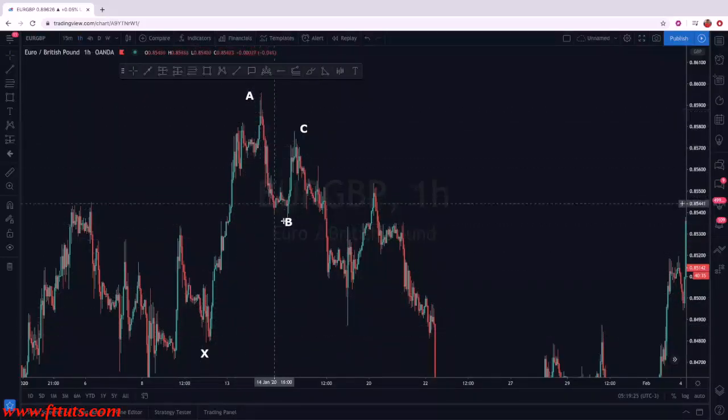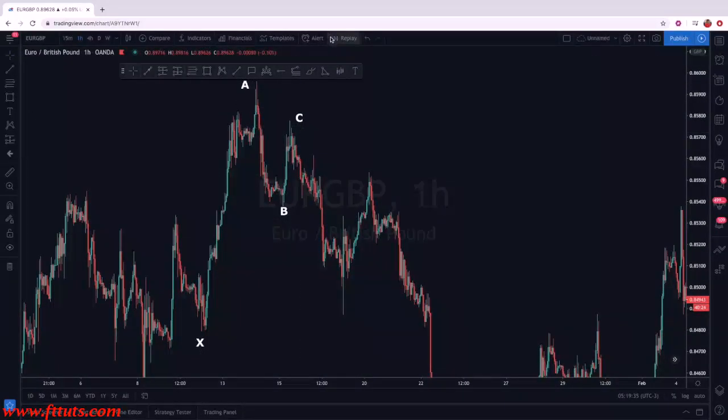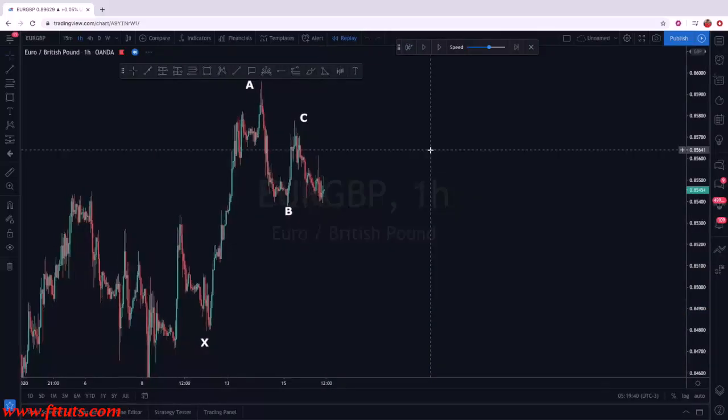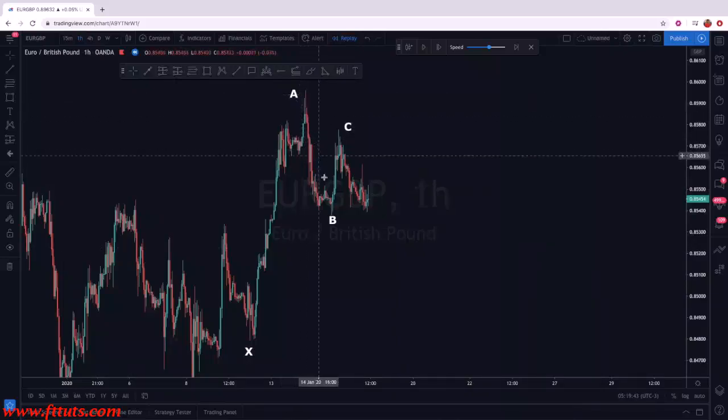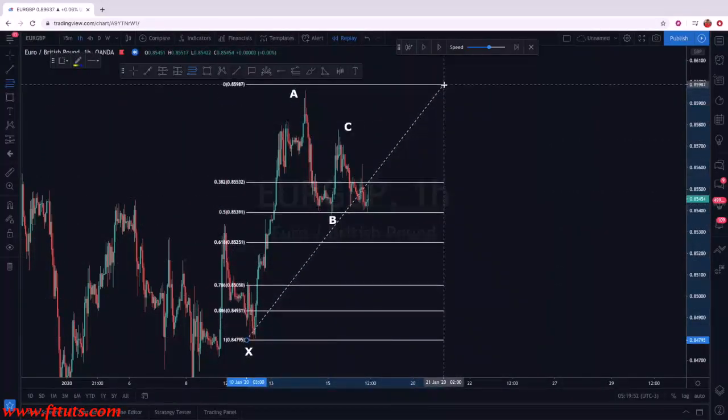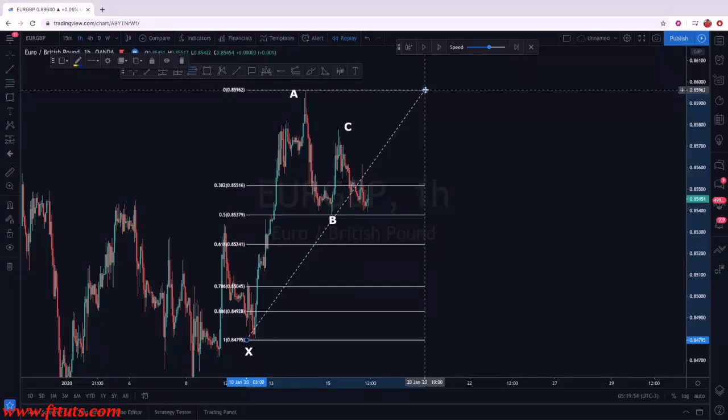It's X, A, B, C, and now for the D leg. Normally someone would ask me, how do I then take this as a trade? Let's say the market is going to be somewhere here. Now you've got your X, your A, your B, and your C. To get the D leg using the bat pattern, you take this from all the way down to here, up until all the way up to here.